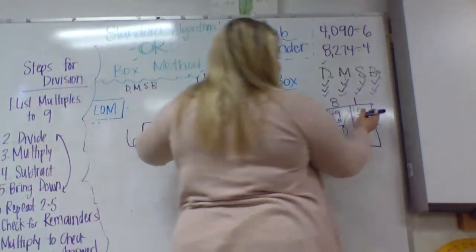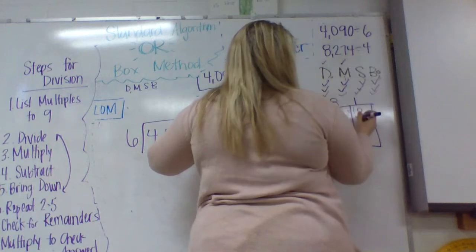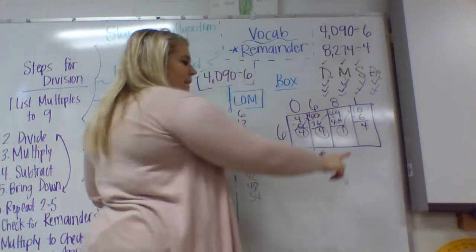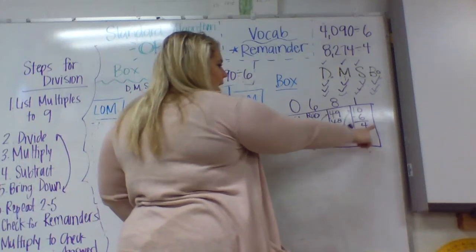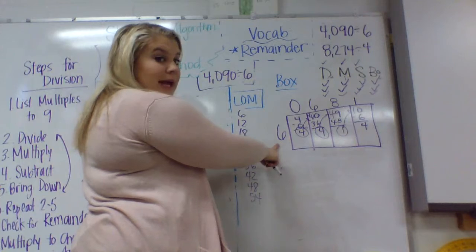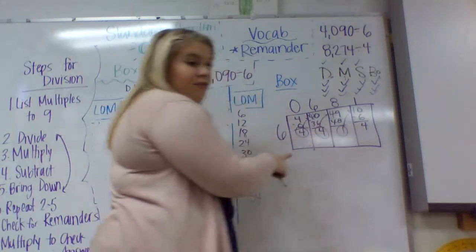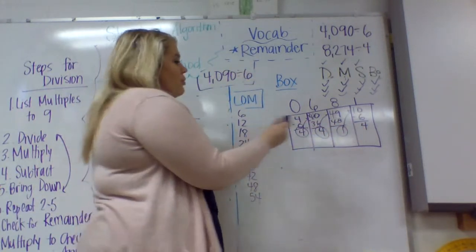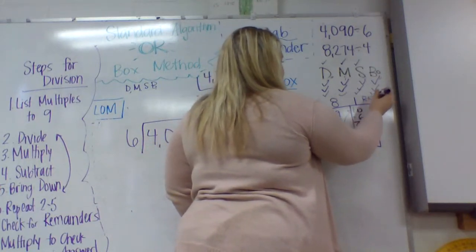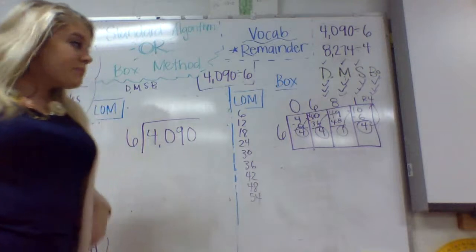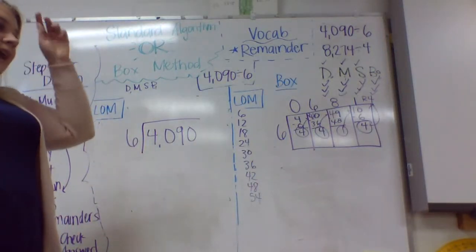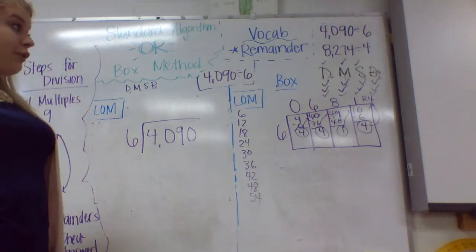1 times 6 is 6. 10 minus 6 is 4. I have nowhere to take that. I can't bring it over anymore. It takes 6 to make a complete group, and I only have 4, I can't make a complete group. So that means my 4 needs to come up and be my remainder. So when I have just worked out 4,090 divided by 6, I have gotten 681 remainder 4.